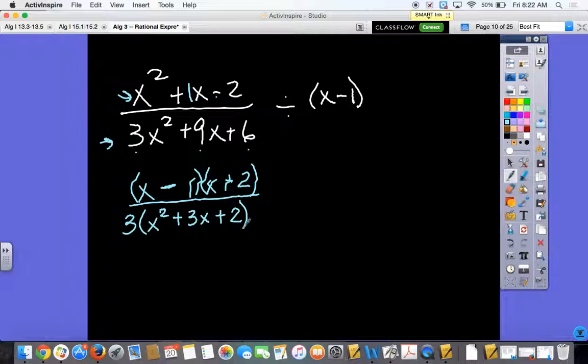Let's do our keep, change, flip. So our division turns to multiplication. Now, what do you do with this? We're supposed to flip, but I don't see a fraction. Do you? But you know there's a fraction there because you can stick anything over 1. So when you flip it, you get 1 in the top and x minus 1 in the bottom. So hopefully that makes you feel comfortable.